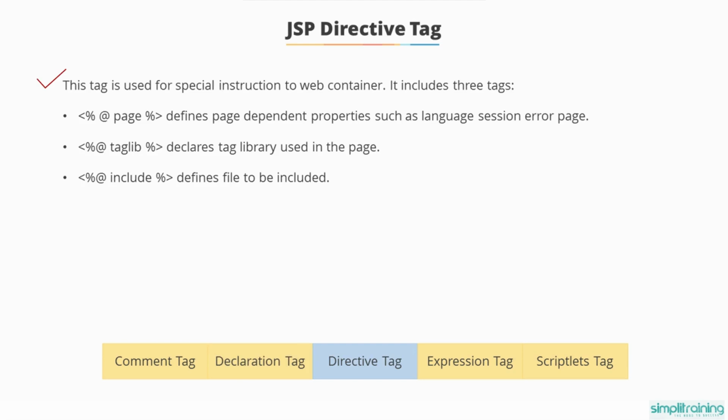Then comes the directive tag, which is used for special instructions to the web container. It includes three tags: page, which defines page dependent properties such as language, session, error page; taglib, which declares the tag library used in the page; and include, which defines the files to be included in the page.